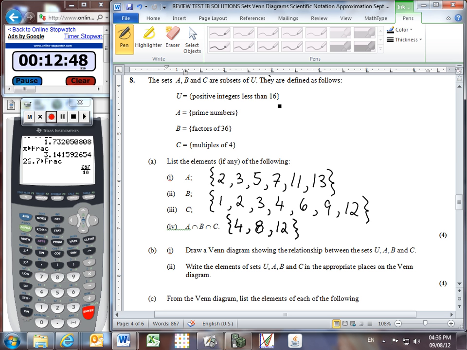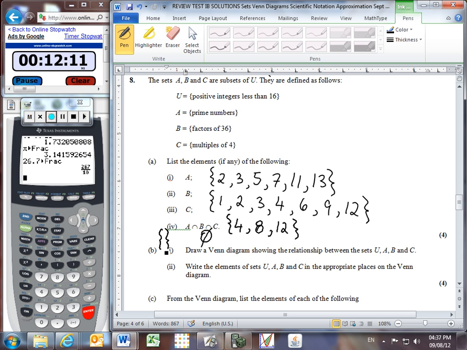And number 4, A intersection B intersection C. That is to say, which numbers in our universe are inside set A and inside set B and inside set C all at the same time. I don't actually see any number that belongs to all three sets at the same time. 4 appears in B, but not in A. 8 appears in neither of them. 12 appears in B, but not A. And I've now exhausted all the possibilities from set C. And so the answer to part 4 would just be the empty set, which you could also notate just with a set of braces.